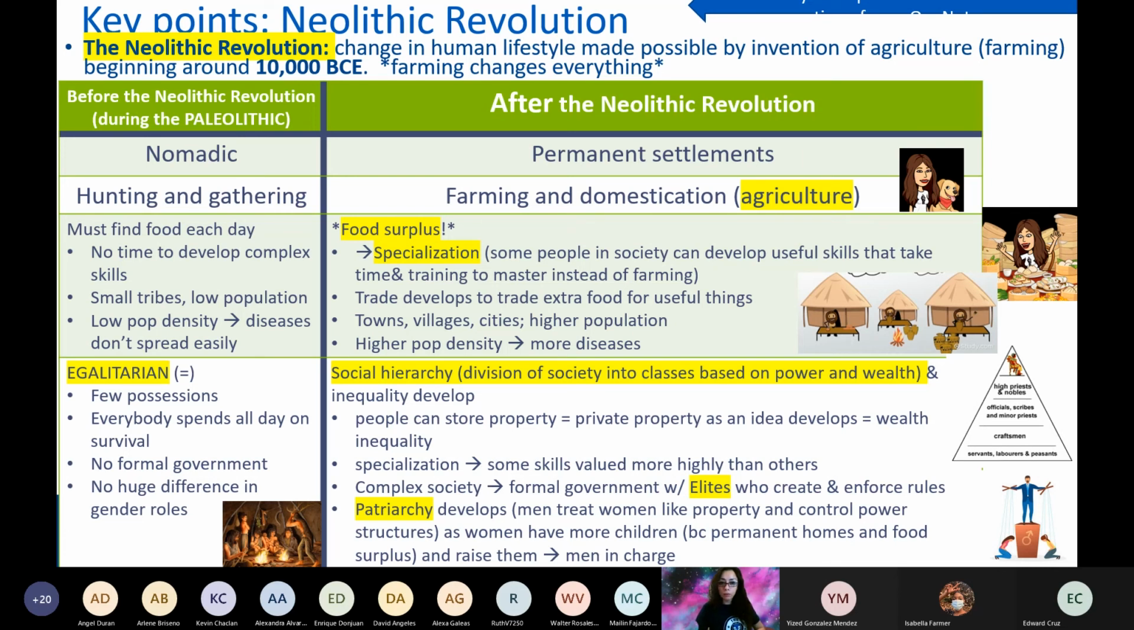The Neolithic Revolution was a change in human lifestyle made possible by the invention of agriculture, which means farming, beginning around 10,000 BC. And adopting farming changed everything. That's why we call it a revolution. We don't have revolutions all the time, right? So today we're going to be looking at what changed in the short term and over the long run.